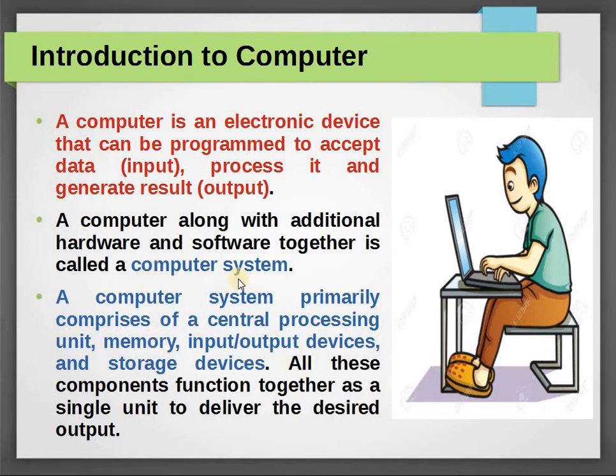Then second is, what is computer system? So a computer with additional hardware and software, together it is called a computer system. A computer system is primarily comprised of 4 components. One is central processing unit, also known as CPU, memory, input output devices, and storage devices. All these components function together as a single unit to deliver the desired output, and all these 4 components make a computer system.